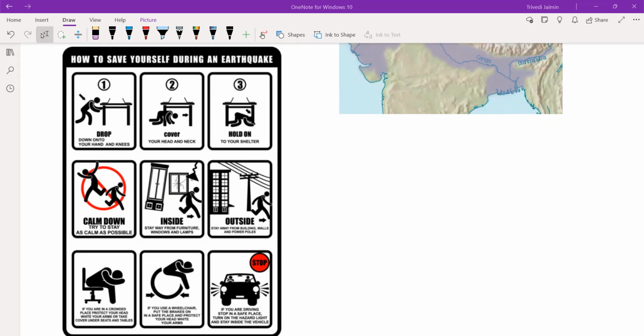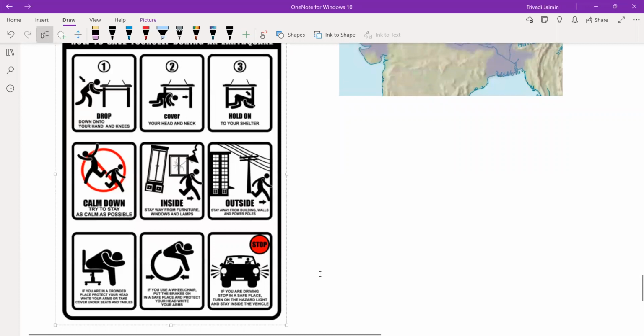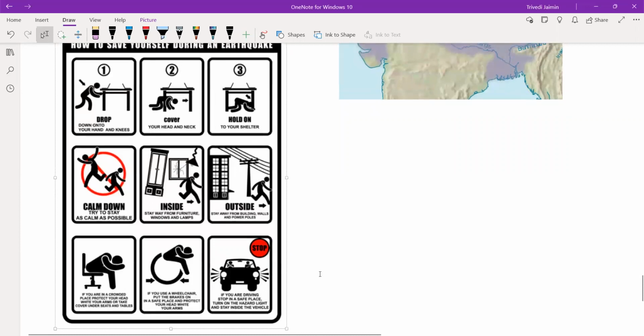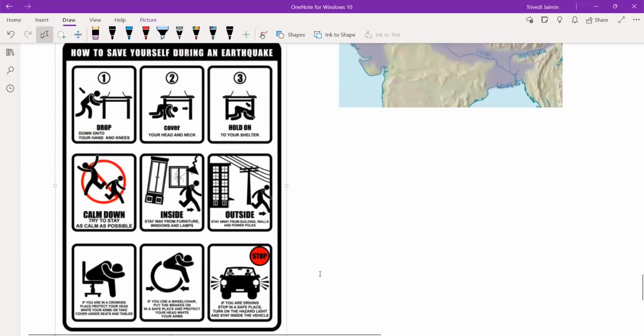Sir, I have a doubt. In the picture, they said that if you're driving, stop in a safe place, turn on the hazard light and stay inside the vehicle. So if we keep driving, then what will happen? Exactly, will the vehicle tremble or will it fall down?